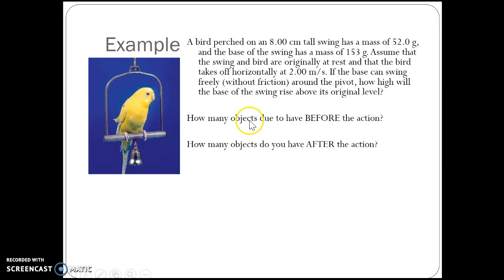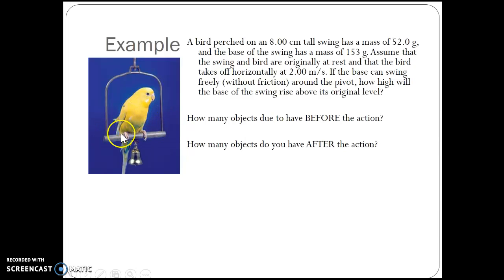Let's take a look at one more example. I have a bird perched on an 8 centimeter tall swing, has a certain mass, and the base of the swing has another mass. Assume that the swing and the bird are originally at rest, and the bird takes off horizontally at 2 meters a second. If the base can swing freely without friction around the pivot, how high will the base of the swing rise above its original level?